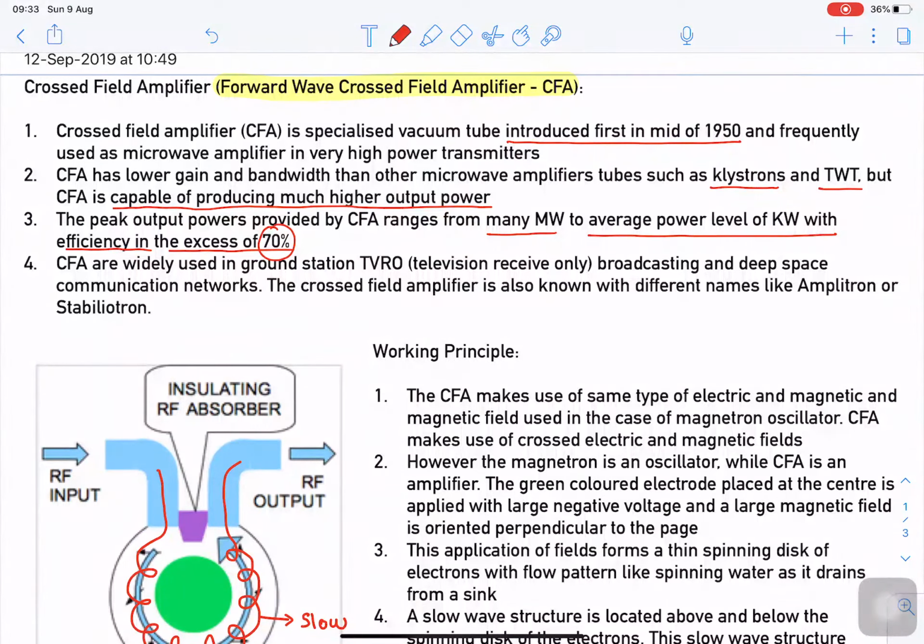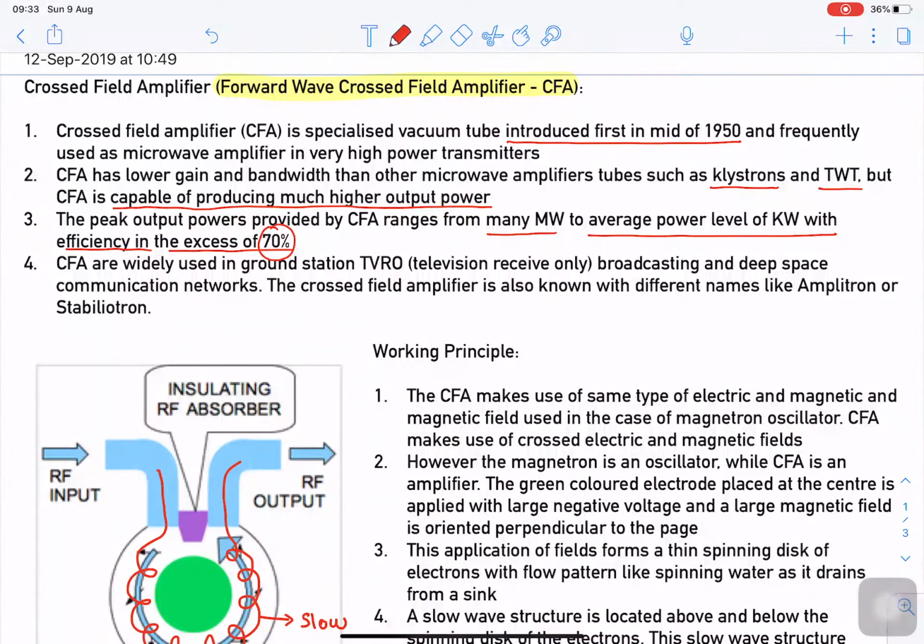The cross field amplifier is widely used in ground station television receive only broadcasting stations. Typically where we use this cross field amplifier, these are utilized in television receive only broadcasting stations, and also they are used in deep space communication networks, right?